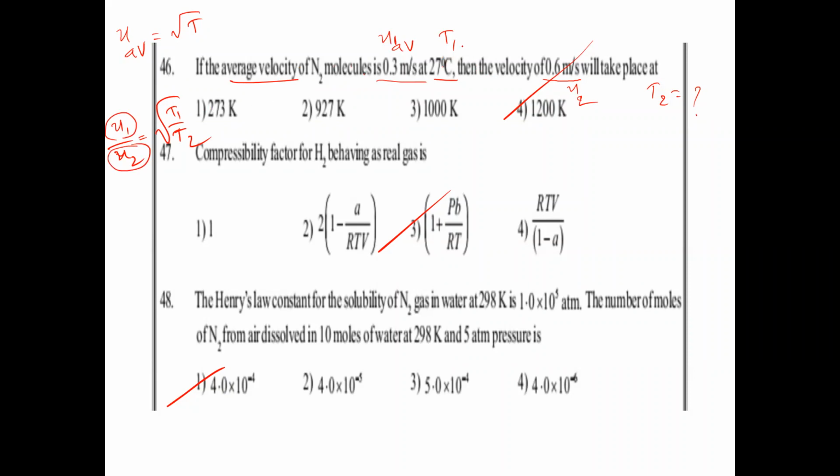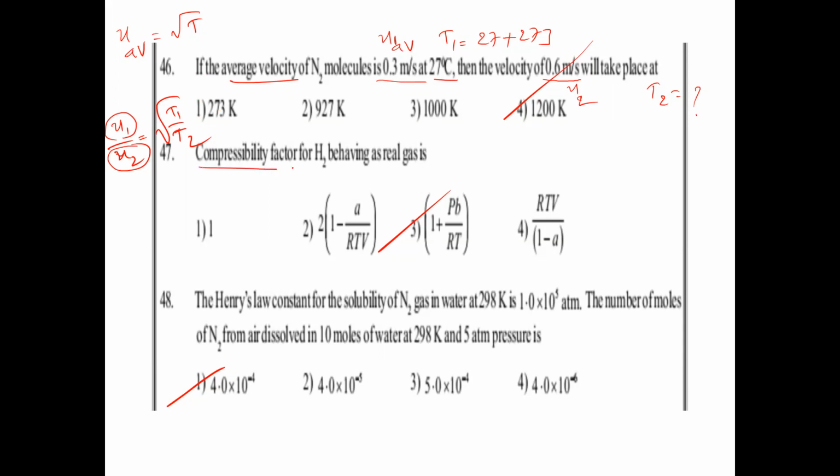T1 is given to you. T1 we have taken in Kelvin temperature: 27 degrees Celsius plus 273 will be in Kelvin. Now U1, T1 given, U2 given to you, T2 we have to calculate. T2 in Kelvin temperature we have to calculate. So like this, U1 by U2 is equal to what? Under root T1 by T2. Okay. So it is about what now here? The velocities, means the concept of molecular velocities.